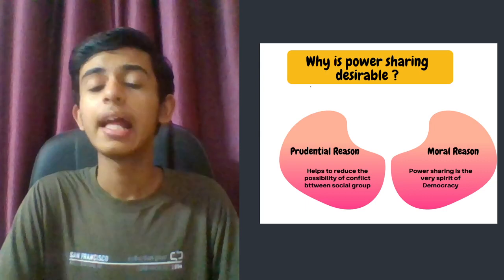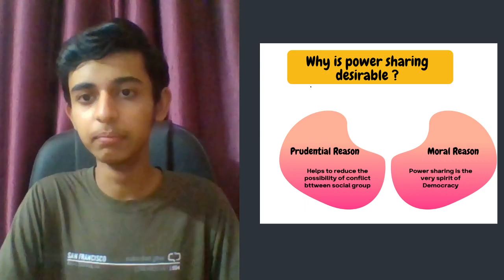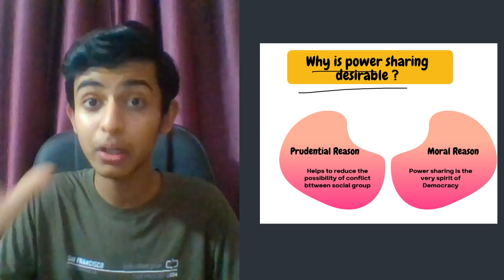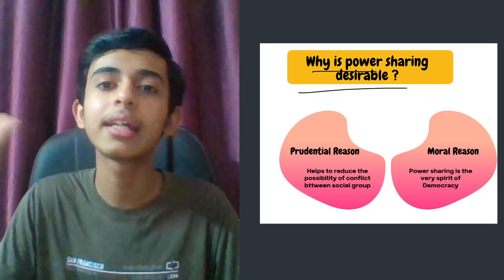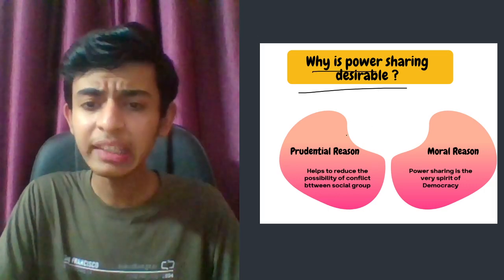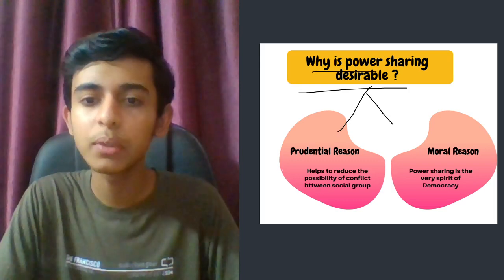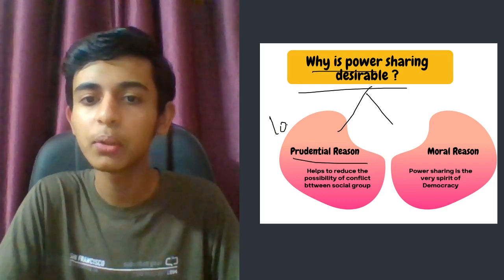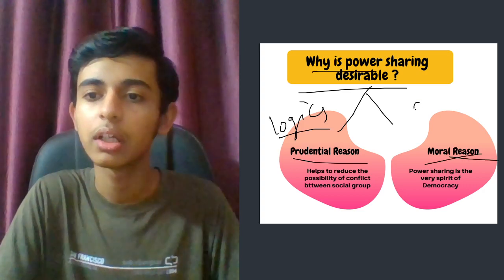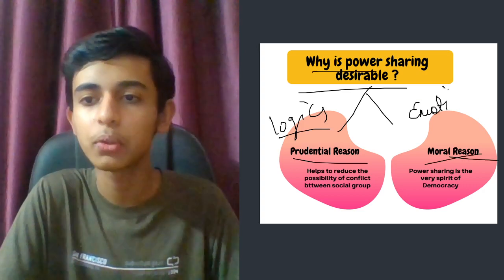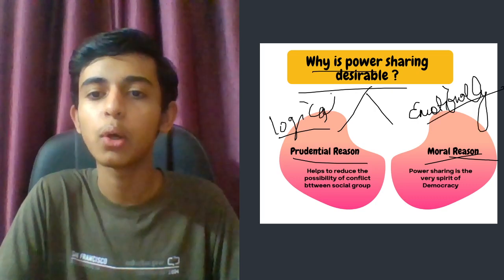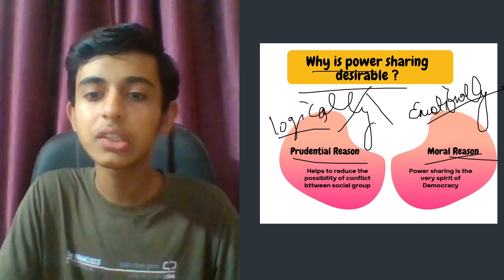Okay, now the second topic: why power sharing is desirable. By this you are able to see that if we don't share power, then your condition will become like Sri Lanka. Generally there are two reasons. One is the prudential reason, which talks about logic, and the other is the moral reason, which talks about emotions, psychology. This one is talking logic.